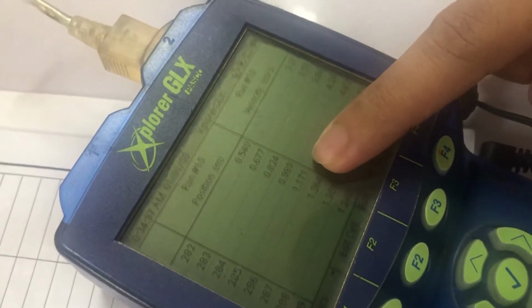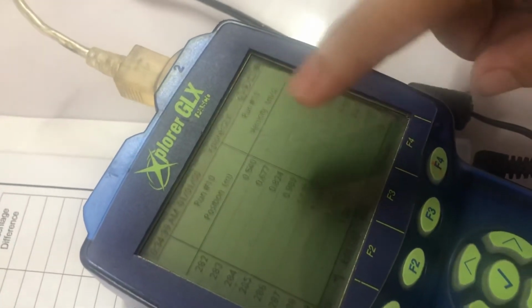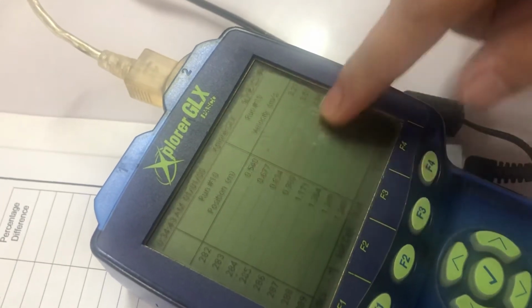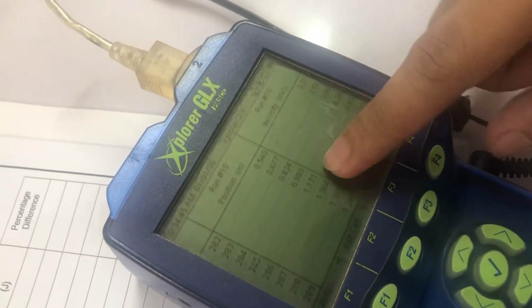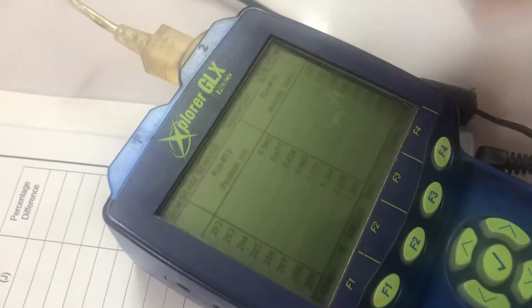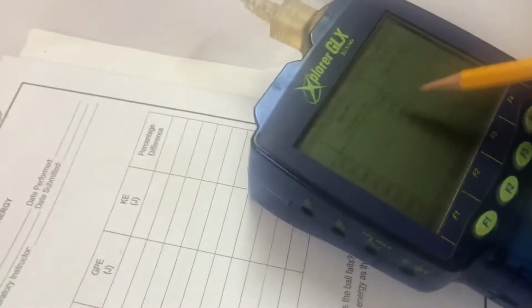It depends on your choice, and your values of the gravitational potential energy and kinetic energy will depend on your chosen data. In my case, I'll be choosing the 0.824. So the position is 0.824, and I'll be placing here the 0.824.